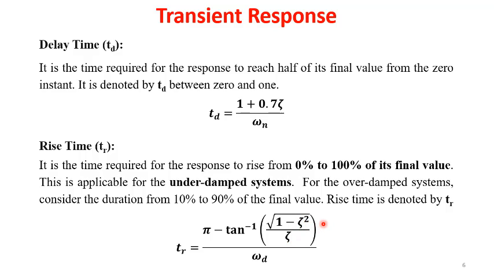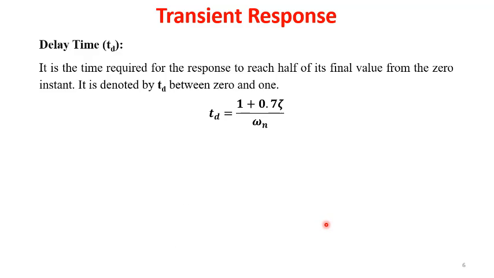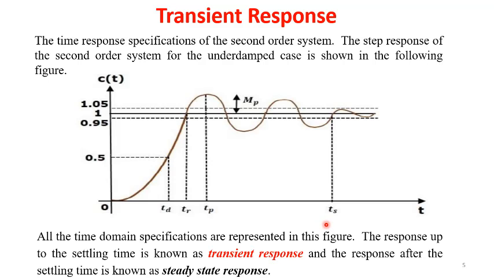If I look at the diagram, the rise time is from 0 to 100% of its final value, that is 100% here means 1, the output we are going for. The first time we reach that output, that period of time we call the rise time.